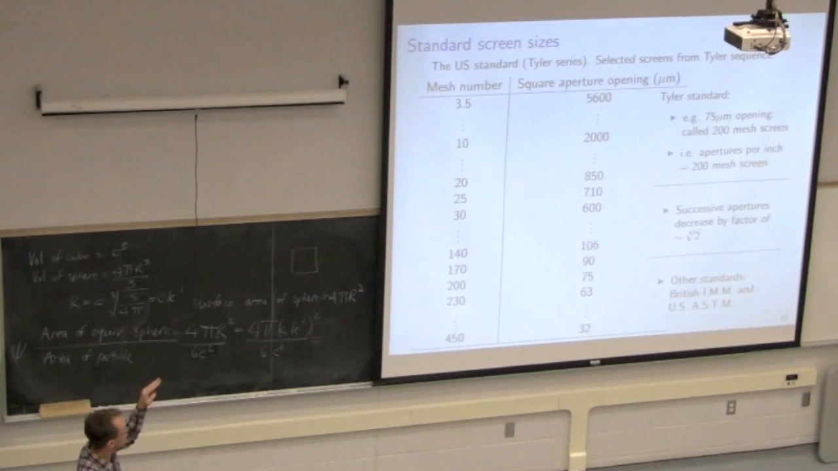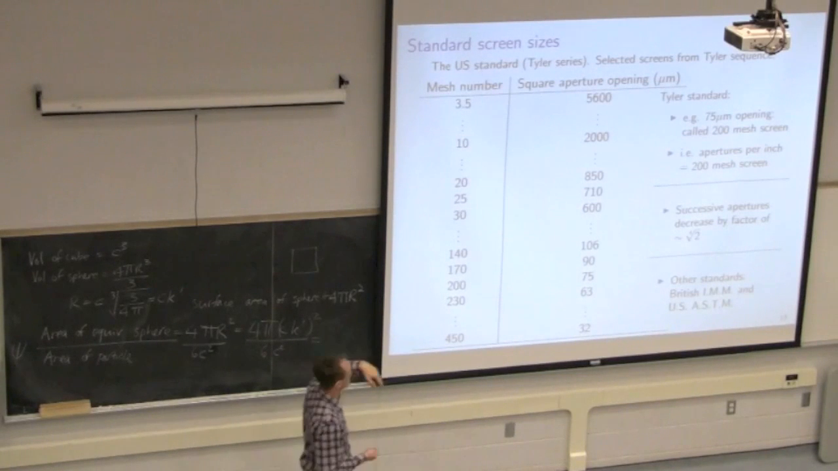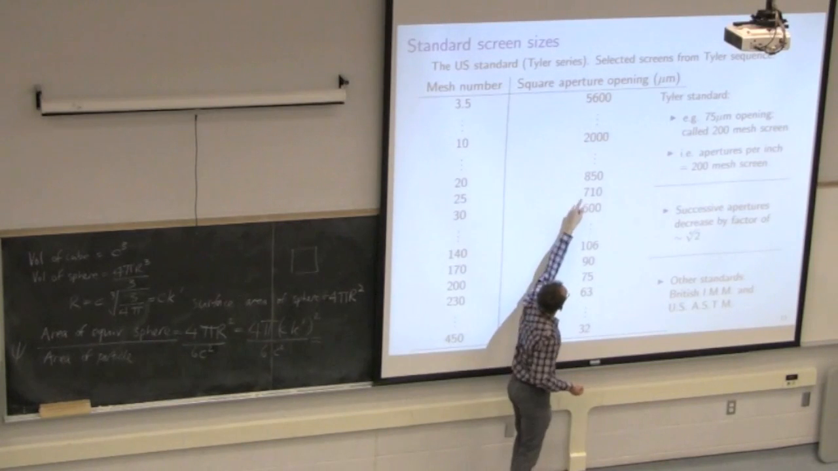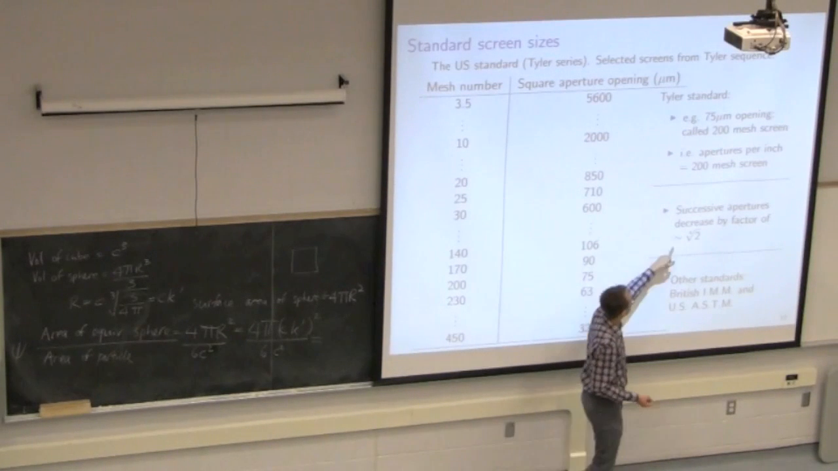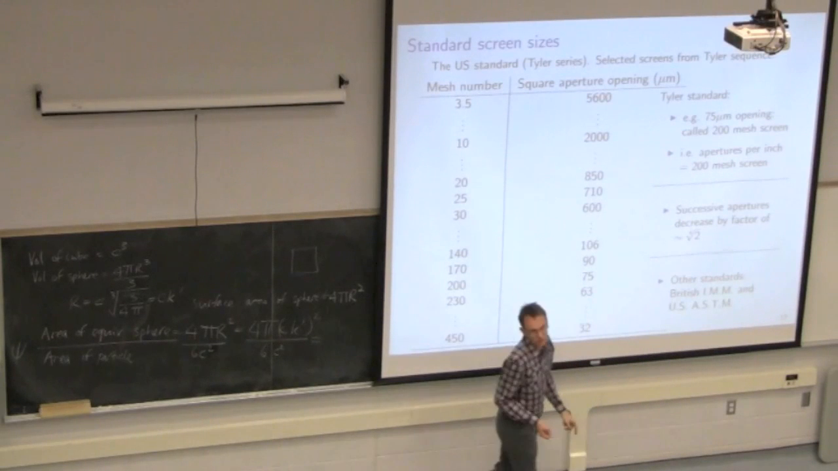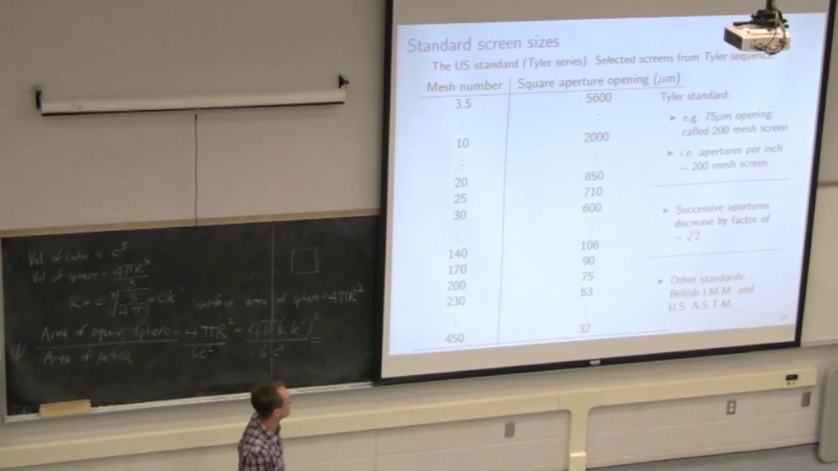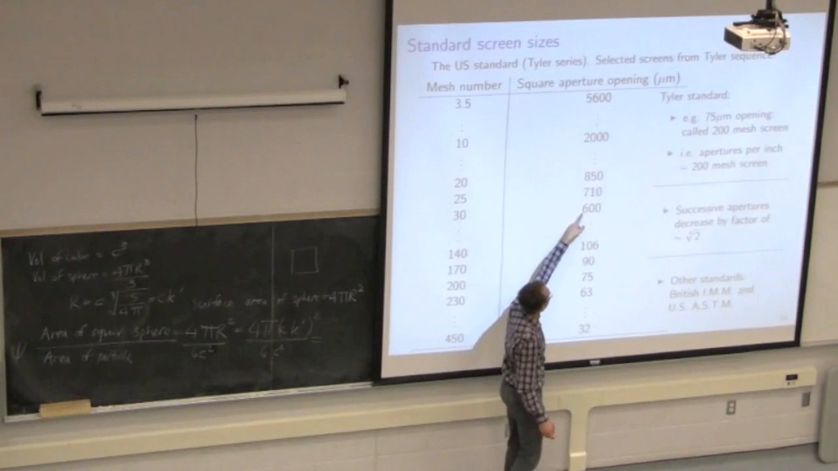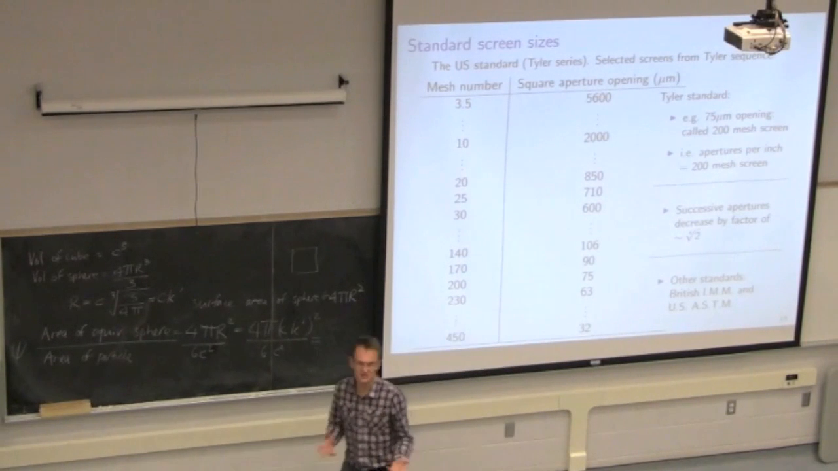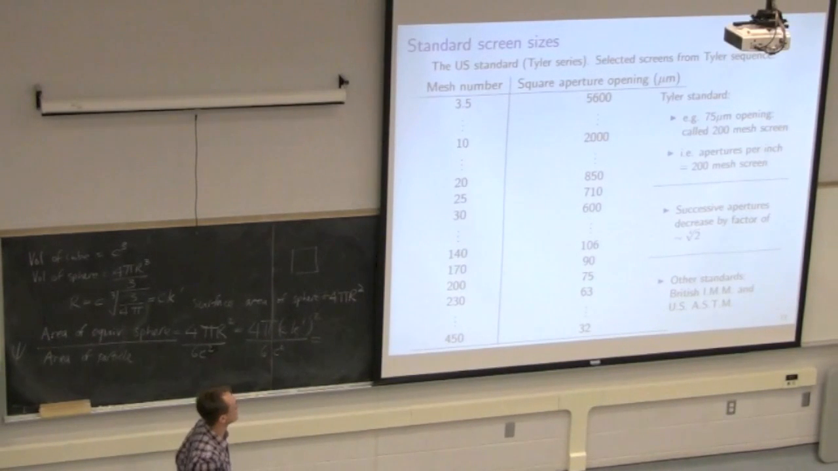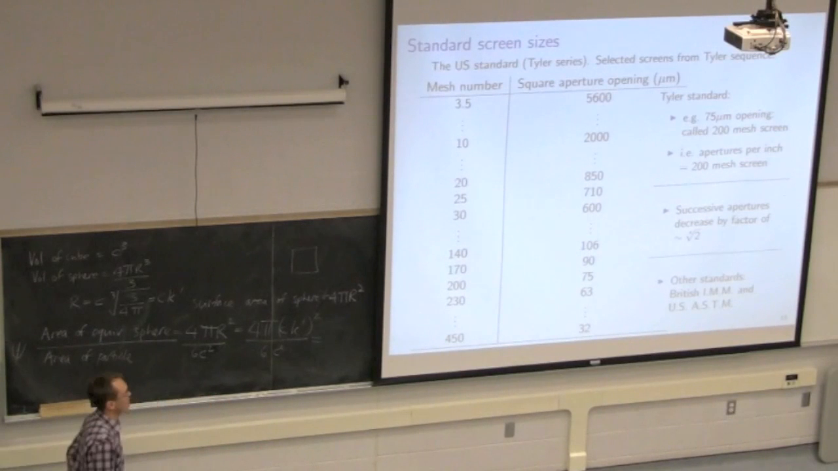Now, that sequence of openings is not accidental. So going from 850 openings to 710 to 600, what you'll notice is that there's an approximate ratio between successive openings, the fourth root of two. So I think 710, if you take that, you'll get some number like 592, say. So they've just rounded up to 600 openings, 600 micron. But in general, that ratio is mostly obeyed as you go up the screen.